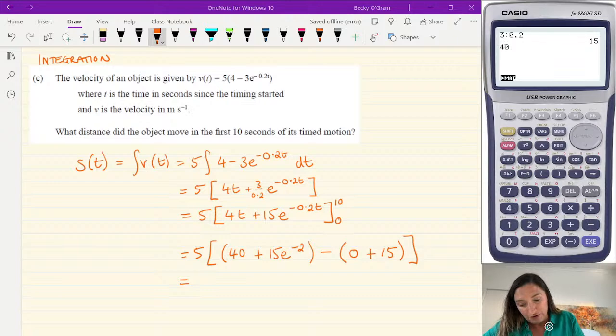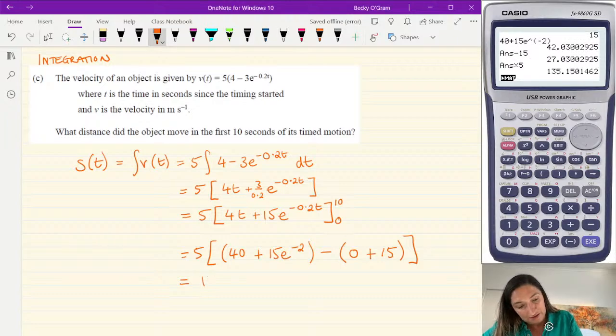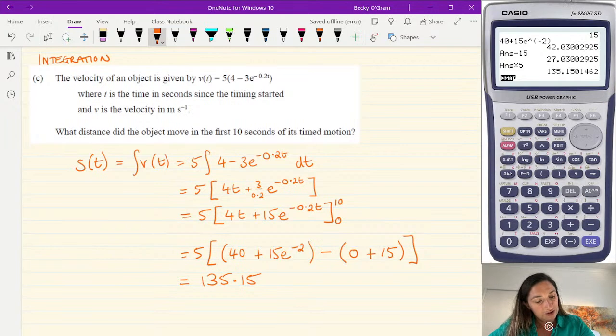Okay, so 40 plus 15 e to the minus 2. Just going to make sure I've got all my brackets right. There we go. We're going to take off 15 and then we'll times the answer by 5 to get 135.15. And the final piece, just to finish it properly, is that we are measuring that in meters.